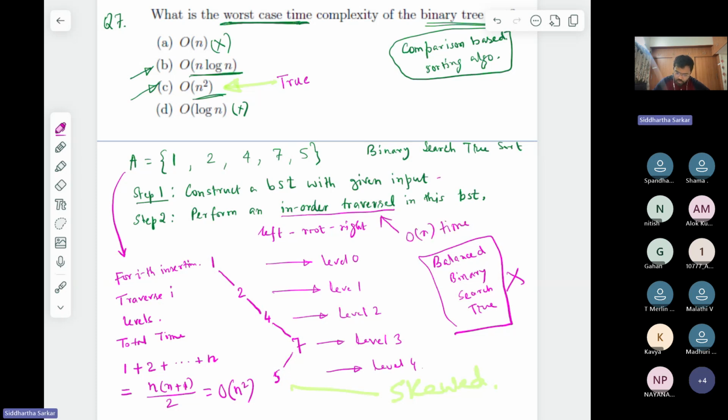But the step one, the construction itself, has taken order n squared time, the construction of the binary search tree, as we have seen here. So we will choose this answer. Okay. Any doubts on this question?